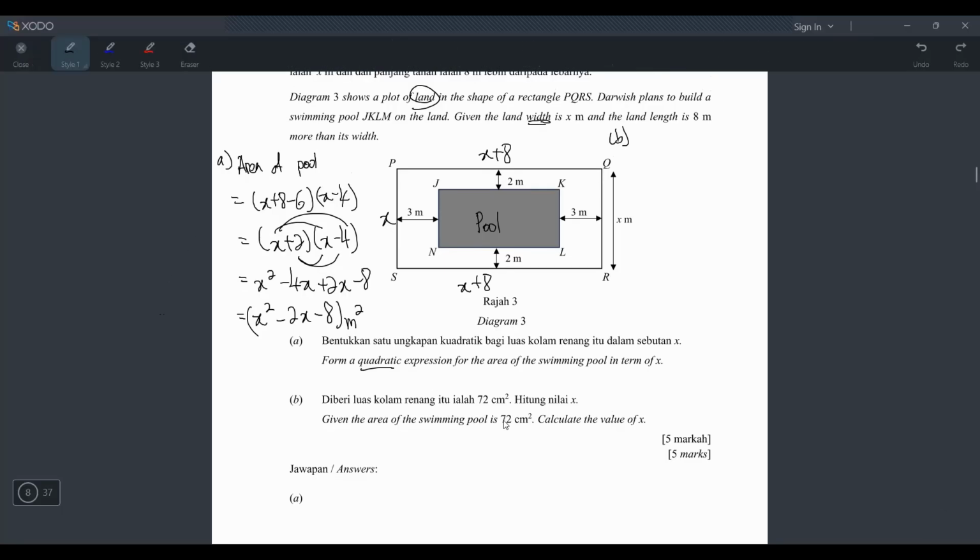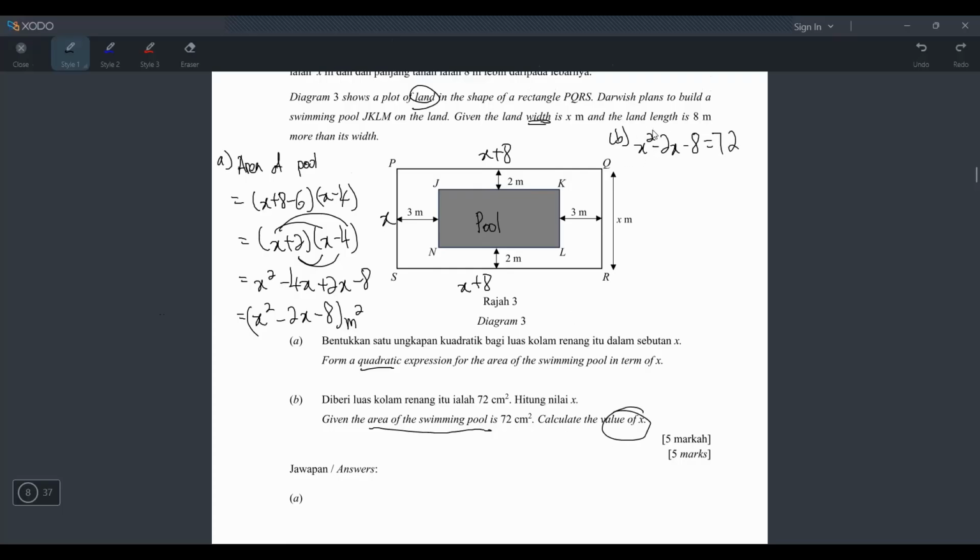Given the area of the swimming pool is 72, calculate the value of X. Area of the pool, I did it already. So I take my A answer, which is X squared minus 2X minus 8 equals 72. And how do you calculate the value of X?